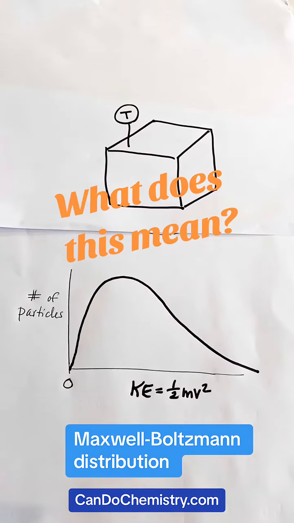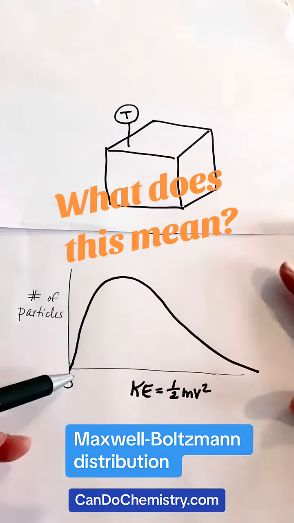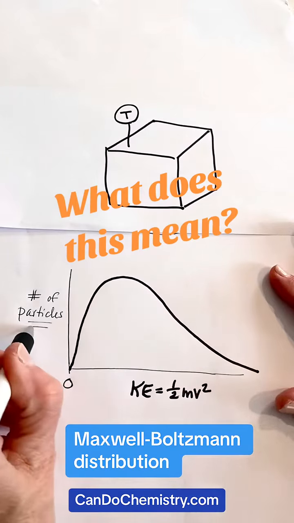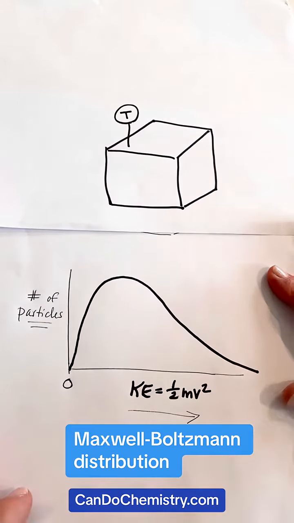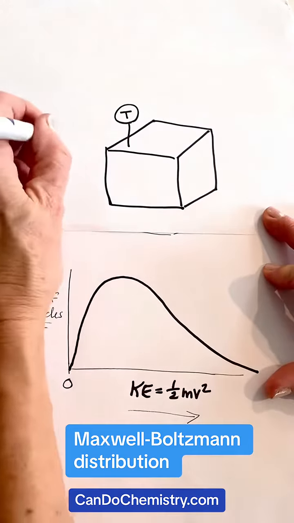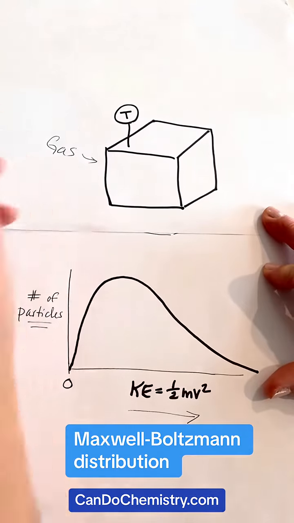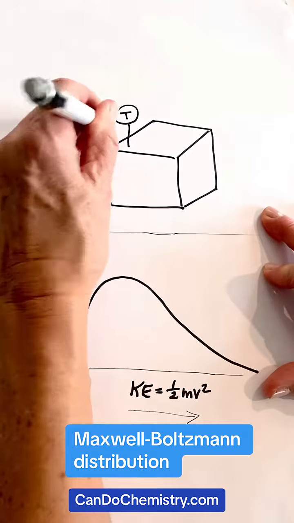I'd like to explain this graph that you've seen in chemistry. So first of all, let's look at the axes. We've got number of particles, and then we have kinetic energy increasing as we go to the right. So let's consider that we have a box, and let's say we have a gas in the box, and it is at a temperature T.